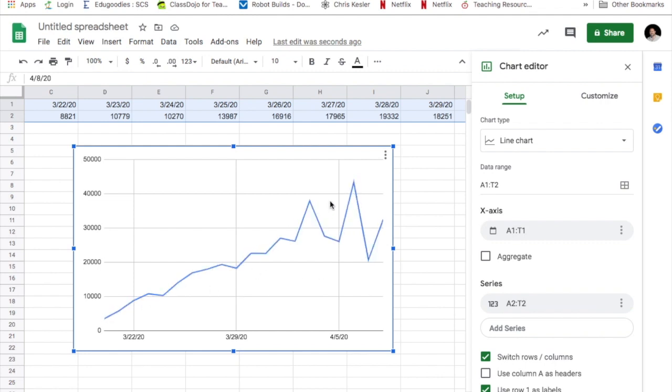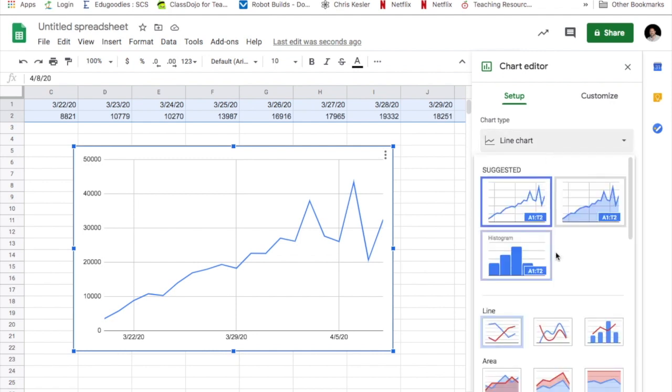So how do you do that? Well, some of you had figured this out, and you went over here, you said, oh, I'll just go over here where it says line charts. I see that there's a chart type that pops up here. I can click on that, and it gives me a drop-down menu.